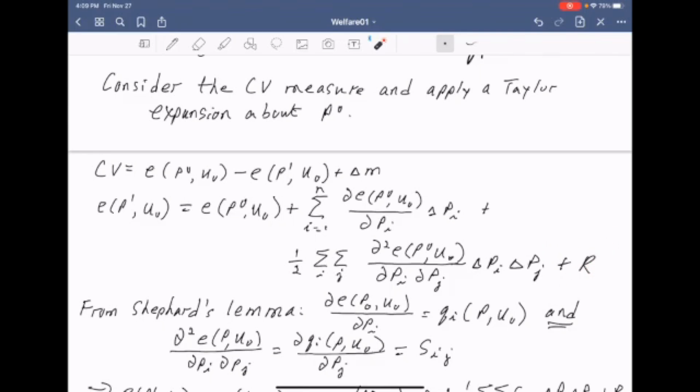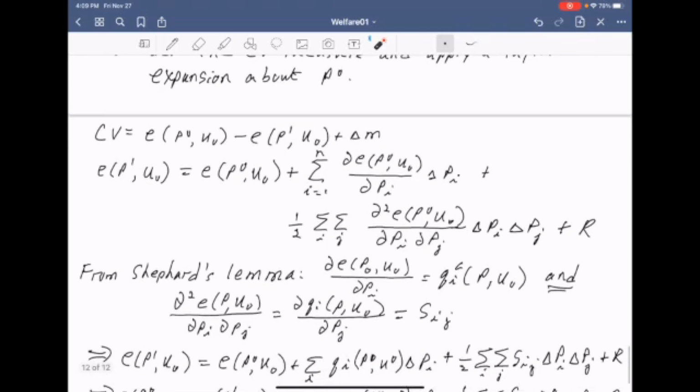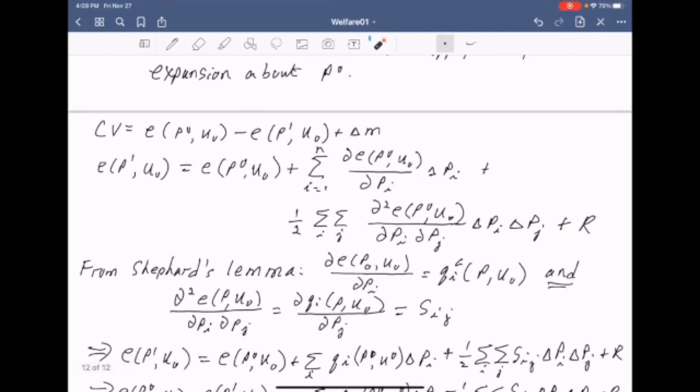From Shephard's lemma, we get this result that the partial of the expenditure function with respect to any price Pi is simply the compensated demand function there, and we just put that in place. We just assume that the C no longer applies because at the point that we're talking about, they intersect.